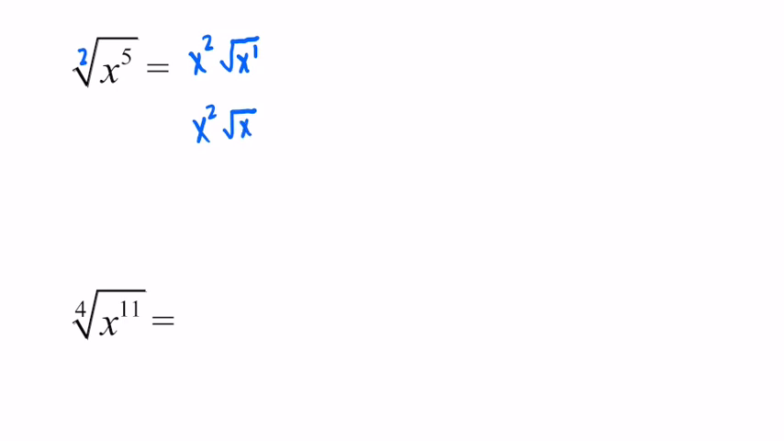Let's look at an example with a fourth root. The fourth root of x to the 11th. 11 is not divisible by 4, so we're going to have to think of what the remainder might be. 4 goes into 11 twice with a remainder of 3. Since it goes into 11 twice, we'll have x squared. Since the remainder is 3, we would have x cubed left under the root. And notice the type of root you start with is the type of root you finish with for this problem. So the answer for this one would be x squared times the fourth root of x to the third.